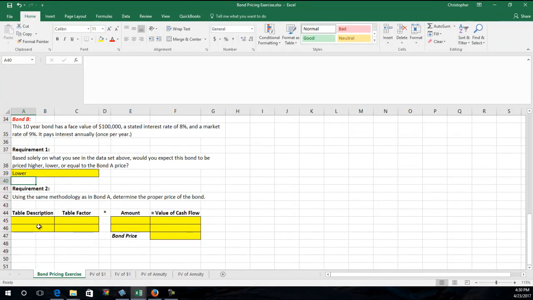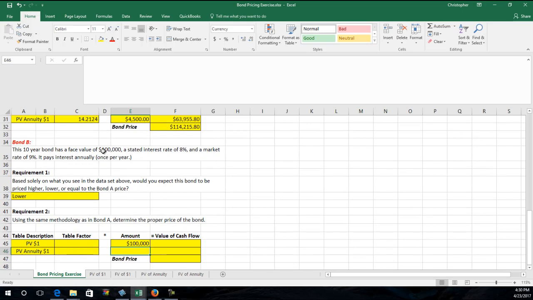So requirement 2 for bond B, we're using the same methodology. We're going to determine the proper price of the bond. So we're still using the same tables: present value of $1, present value of an annuity of $1. It's still the $100,000 amount that we used, but this time the cash interest payment is going to be different. It's $100,000 multiplied by the stated interest rate of 8%, and it's once per year. So it's $8,000.